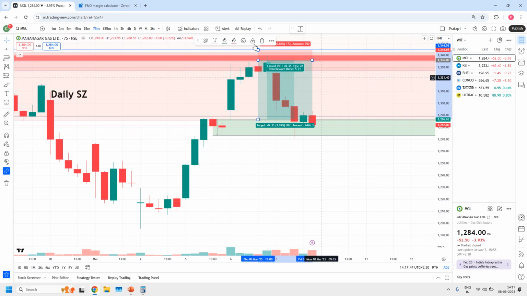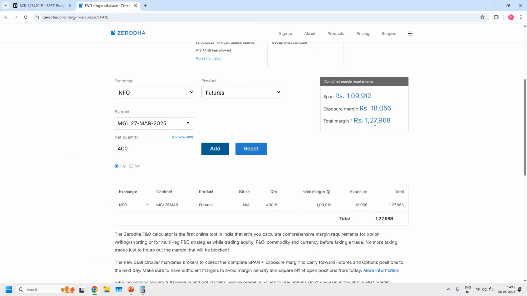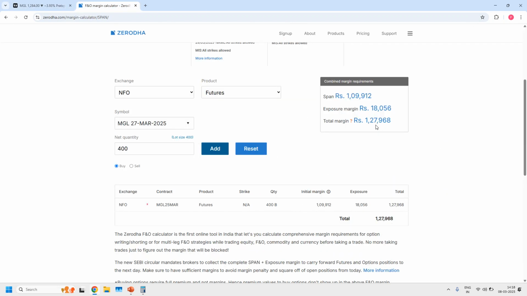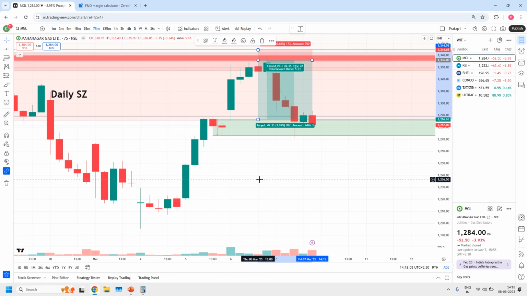See, when prices are moving, your margin value will be increasing. When market is going down, your margin value will be reducing. So it could be somewhere around 1,28,900, let us say.